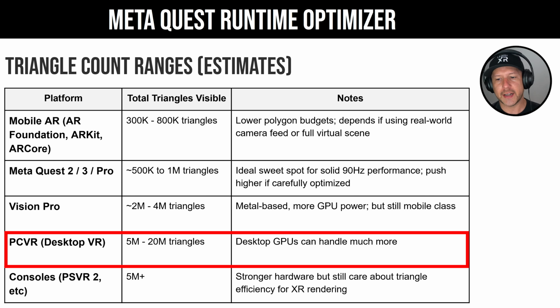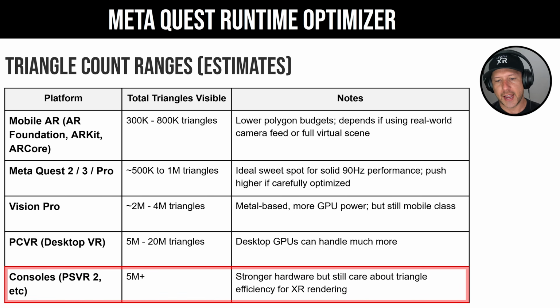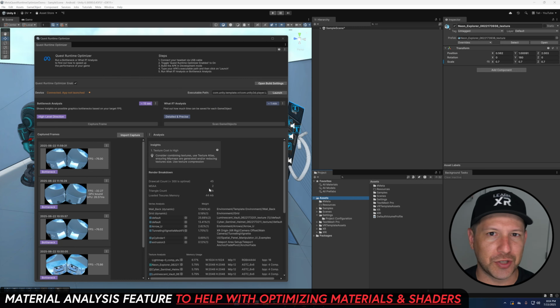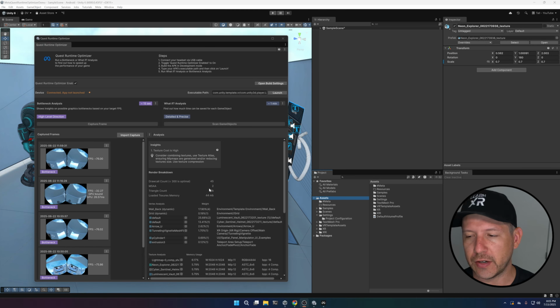PCVR, on the other hand, can handle a lot more because you can have a very powerful GPU on a custom PC, right? Also, consoles such as PlayStation VR 2 can handle a lot more triangles. It doesn't mean that you don't have to worry about performance, you still do, but it means that you can have more detailed meshes in your game to allow you to check performance on shaders, and also different metrics that are calculated from your shader code.